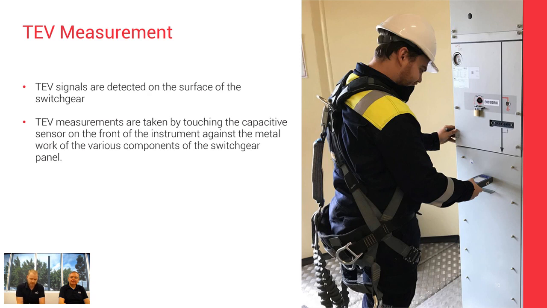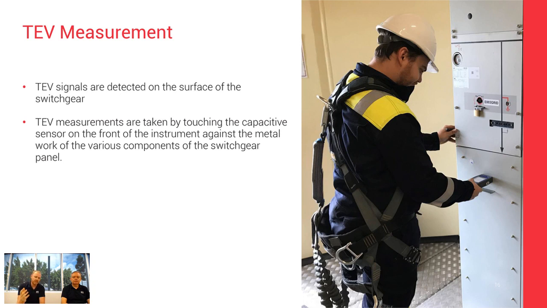What the instrument is doing is it's got a little transient earth voltage sensor in the end of the instrument, and it's detecting the tiny little voltage rises that are occurring on the metalwork, which is a byproduct of PD activity and the EMF activity given off by PD. So what we do is we hold the UltraTEV Plus 2 sensor, the TEV sensor, against different parts of the switchboard to detect where signals are coming from the highest.